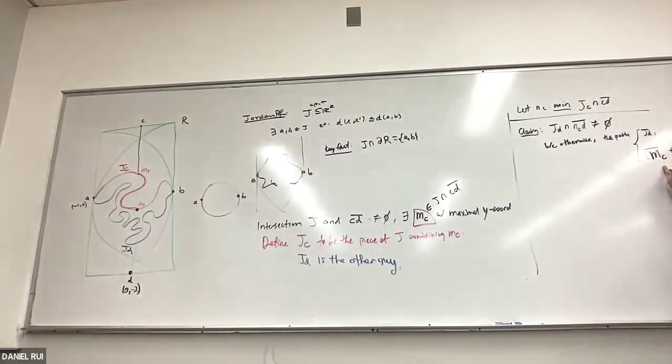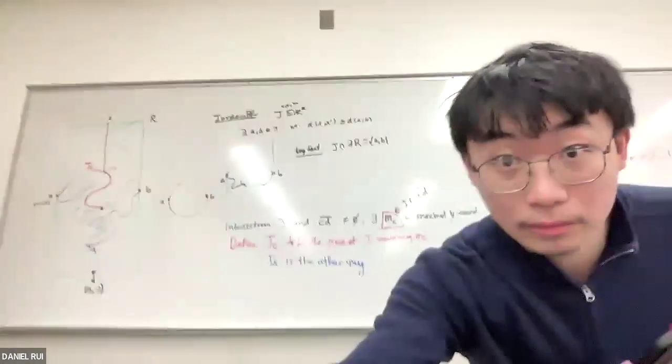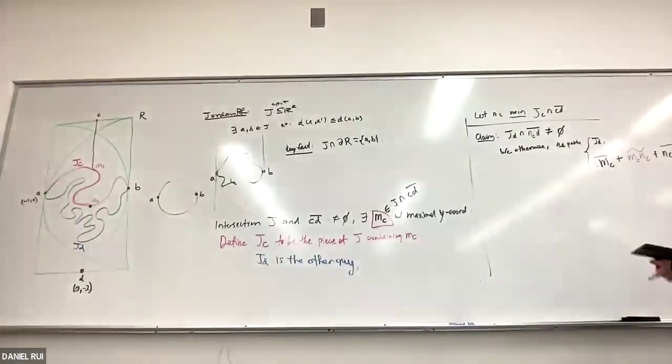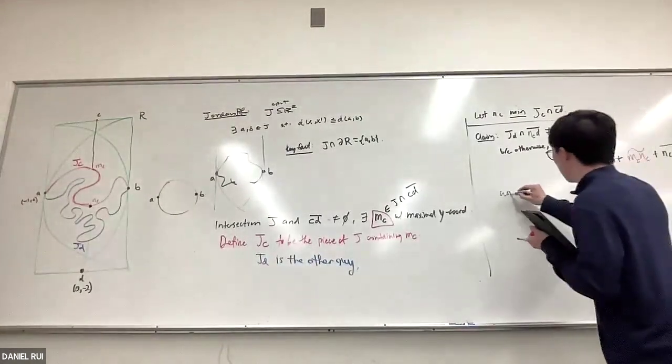CMC is the straight line between C and MC. The squiggle NC in red is the red squiggly part between those 2 points. And NCD with the line is the straight line between NC and D. Okay. These guys would not intersect.